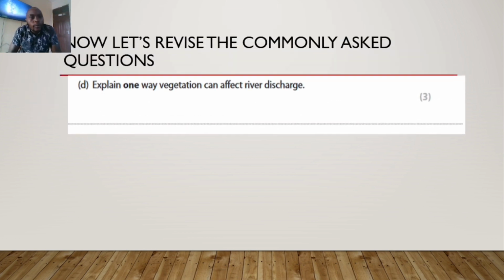All right. Explain one way vegetation can affect river discharge. Guys, we've just done this lesson. I hope you now have it in mind. What do you think?